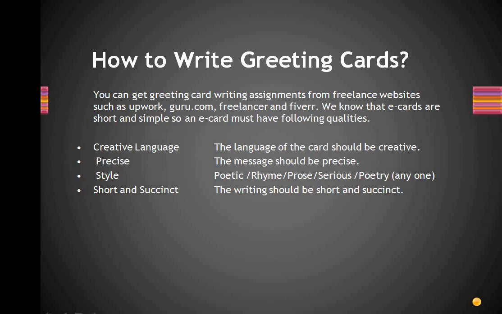Creative language. The language of the card should be creative. The message should be precise. Style: poetic, rhyme, prose, serious, poetry. So any one of the styles can be used in writing your greeting card. Short and succinct. The writing should be short and succinct.